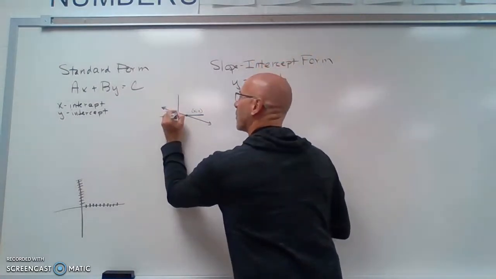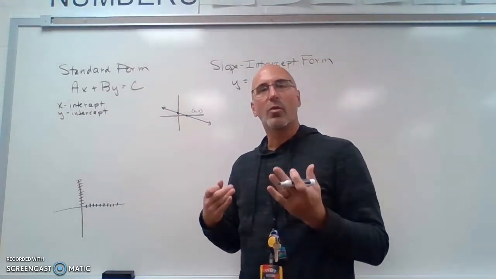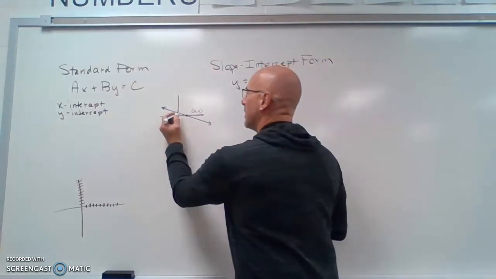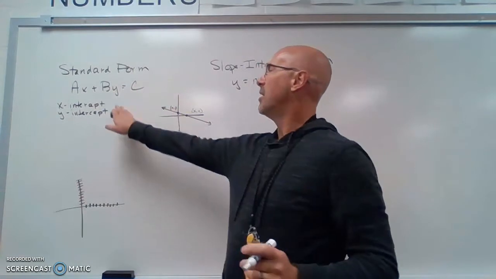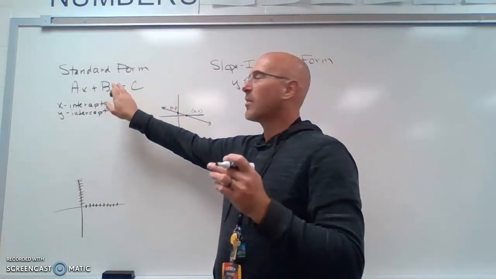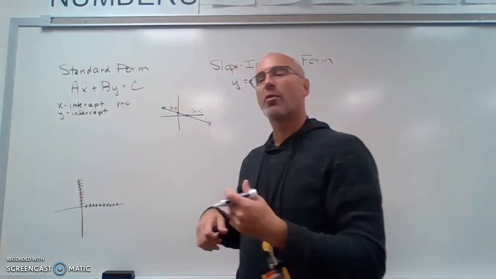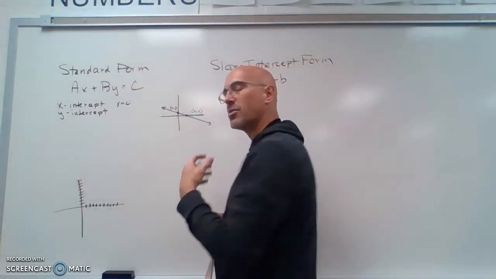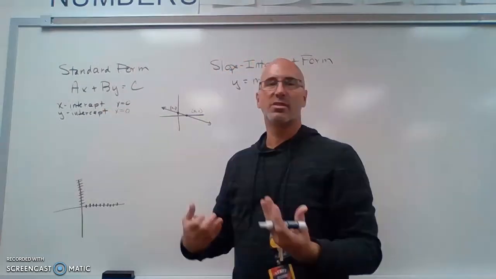Same thing is true for our y-intercept. Where does it cross the y-axis? What do we know about it? Well, it crosses somewhere, but our x value is 0. Okay. So to find our x-intercept, what we do is we substitute in 0 for y. We want the place where y equals 0. To find our y-intercept, we are finding where x equals 0.